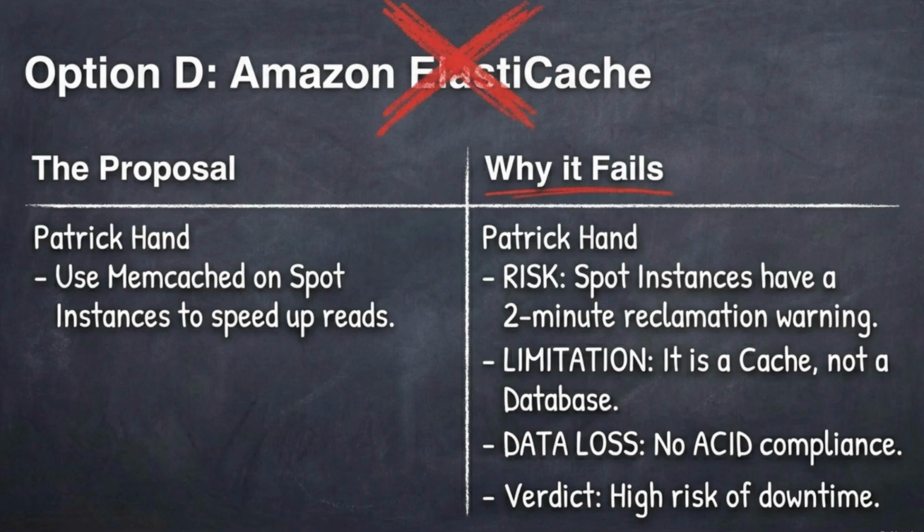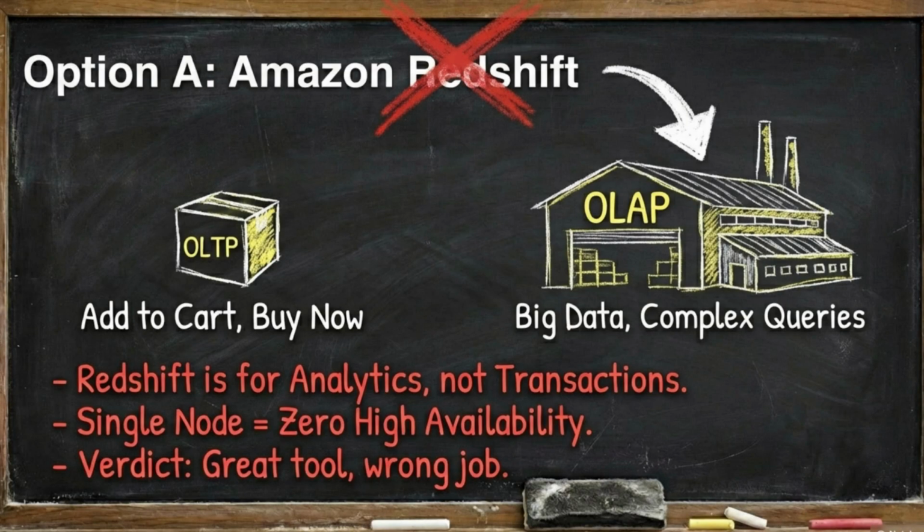Second, ElastiCache is a cache, not a database. It doesn't replace MySQL. It can accelerate reads for frequently requested data, but transactions, consistency, and ACID guarantees still depend entirely on the database. And most importantly, caching does not solve the problem of scaling the database itself. Option D, wrong.